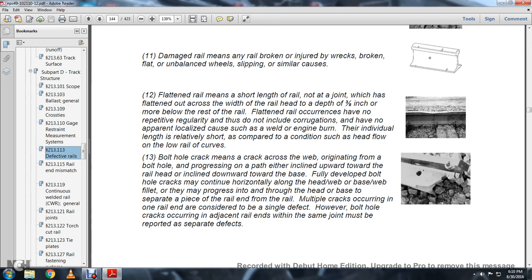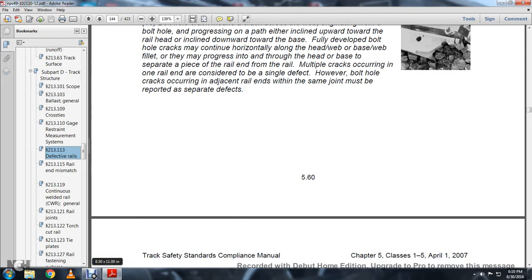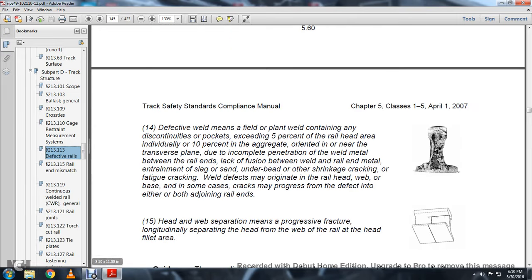Alright, 13. A bolt hole crack means a crack across the web originating from a bolt hole, progressing on a path either inclined upward toward the railhead or inclined downward toward the base. Fully developed bolt hole cracks may continue horizontally along the head web or the base web fillet, and may progress into and through the head or base and separate a piece of the rail end at the joint. Multiple cracks occurring from one end of the rail are considered a single defect. However, bolt hole cracks occurring in adjacent rail ends within the same joint must be reported as separate defects.